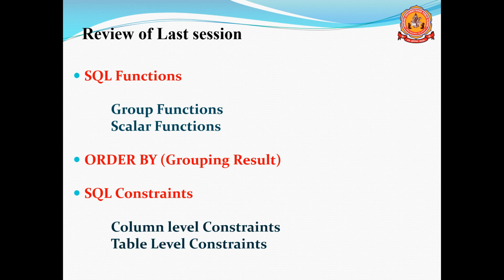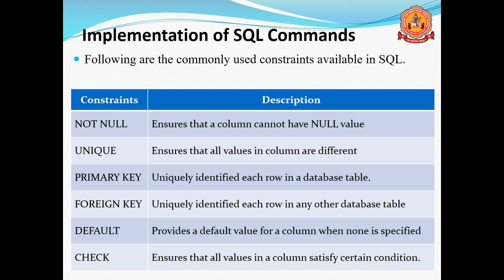The next type of constraint is the table level constraint. A table level constraint is applicable to more than one column, or we can say to the entire table. If it applies to more than one column, that type of constraint is known as a table level constraint. So let us move to the topic.